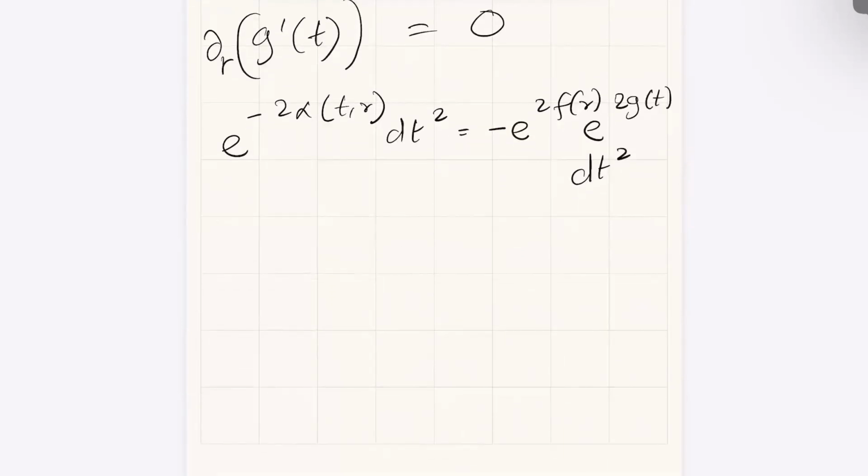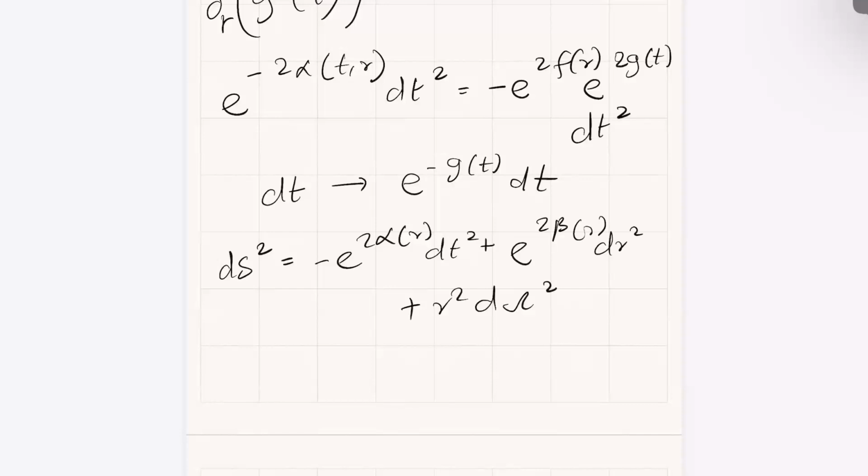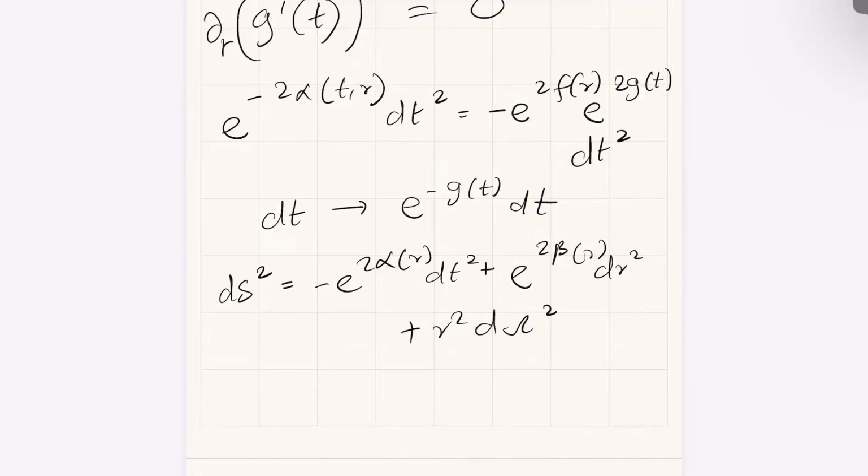Now, the function of t, I can absorb this into the time coordinate, right? I can redefine the time coordinate as such and write dt as some function of g of t, as in I can write this as an exponential of minus g of t, and I can absorb this g of t into the dt squared that I have over here, and that would make my line element look something like this.